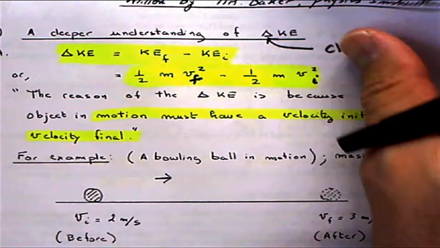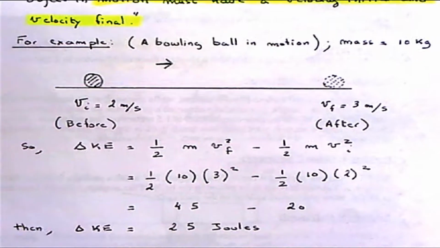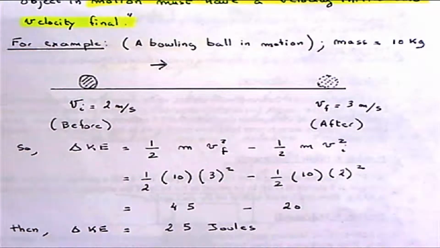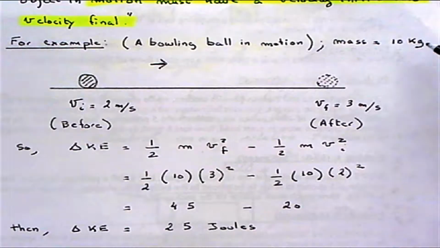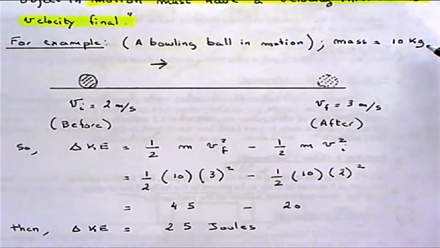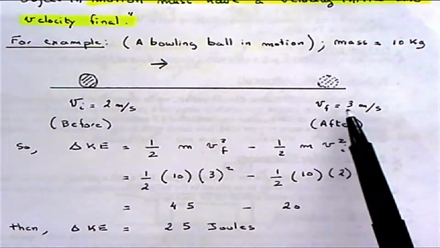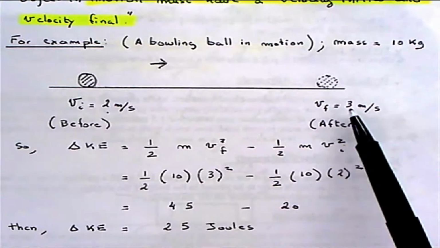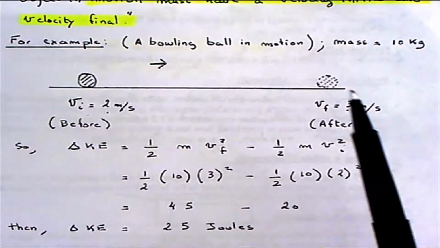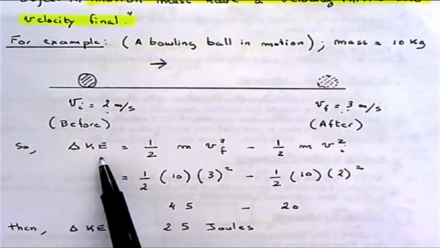So let's do an example. The example I provided to you there is a bowling ball in motion. That means it's moving. The mass is 10 kilograms. It has a velocity initial, and it also has a velocity final. Initial is 2, final is 3. This is before, this is after. We are asked to find the change in kinetic energy.